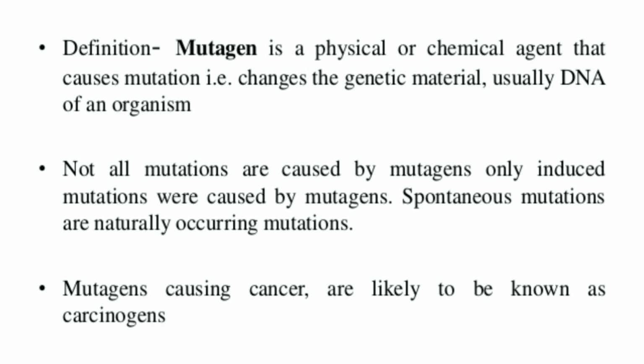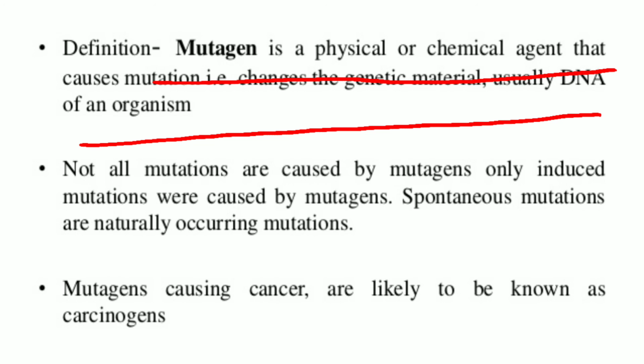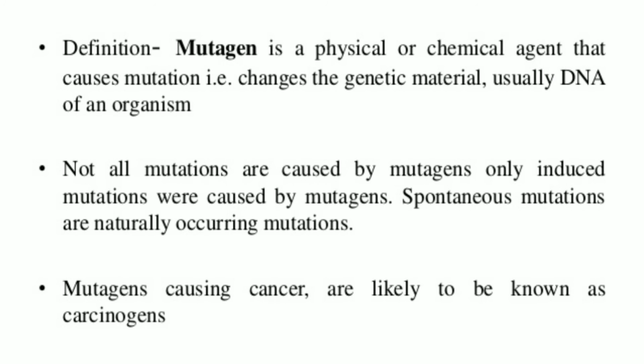Muller's experiment showed that the mutation rate is much higher in the progeny of Drosophila treated with X-rays, and hence the concept of artificially raising the mutations was introduced, with the help of artificial agents called mutagens, if it is of any use. A mutagen is a physical or chemical agent that causes mutation, that is, changes in the genetic material, usually the DNA of the organism. The substance which causes mutation is called a mutagen.